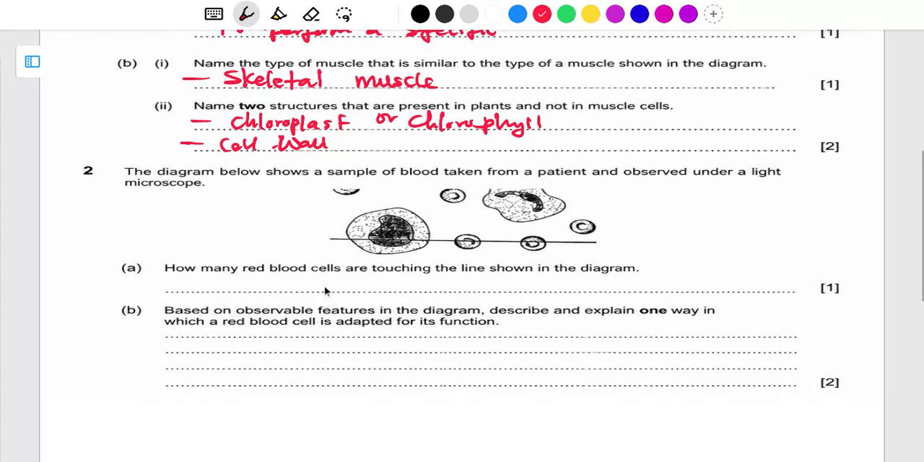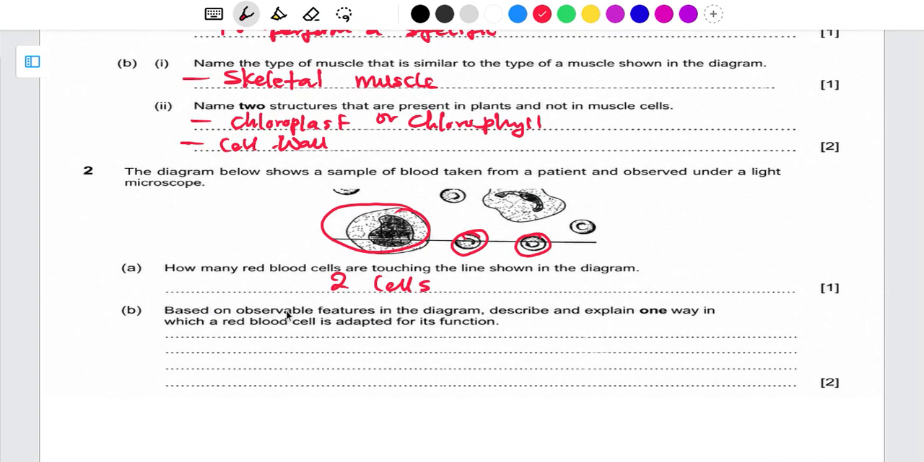Then for question 2, it is saying the diagram below shows a sample of blood taken from a patient and observed under a light microscope. So we have the white blood cells as well as the red blood cells. How many red blood cells are touching the line shown in the diagram? As you can see, this is a red blood cell and this is a red blood cell and this is a white blood cell. So we just have two red blood cells.